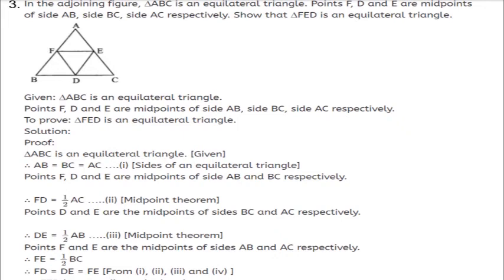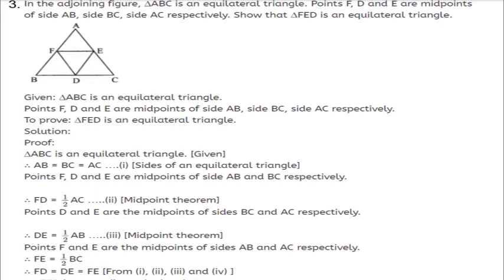Coming to the proof. Triangle ABC is an equilateral triangle, given. Therefore, AB is equal to BC is equal to AC. Take it to be the first equation, because they are sides of an equilateral triangle and all three sides are congruent. Points F, D and E are midpoints of sides AB, BC and AC respectively. So in triangle ABC we have FD is equal to half of AC. Take it to be the second equation. This is by the midpoint theorem.